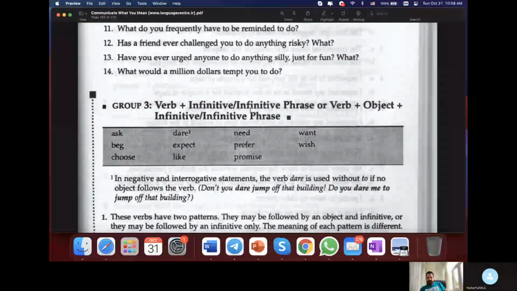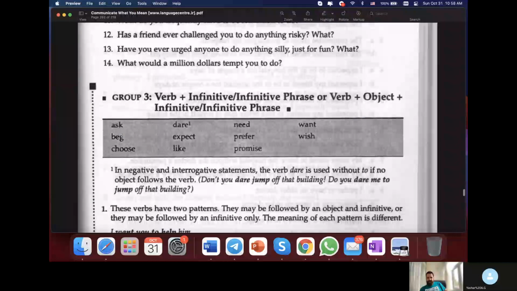Verbs plus infinitive plus object or infinitive phrase. For example, ask, beg, choose, dare, and so on. In negative and interrogative statements, the verb dare is used without to, if no object follows the verb.